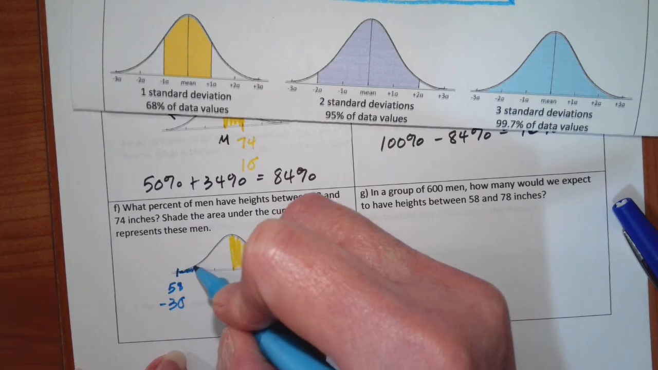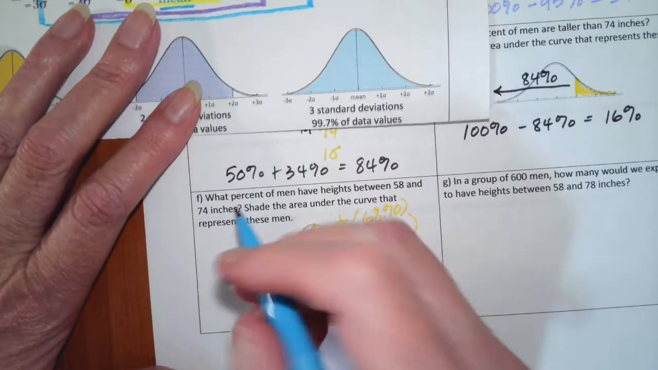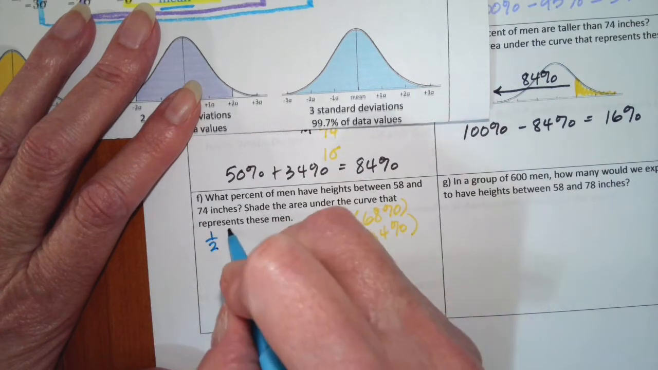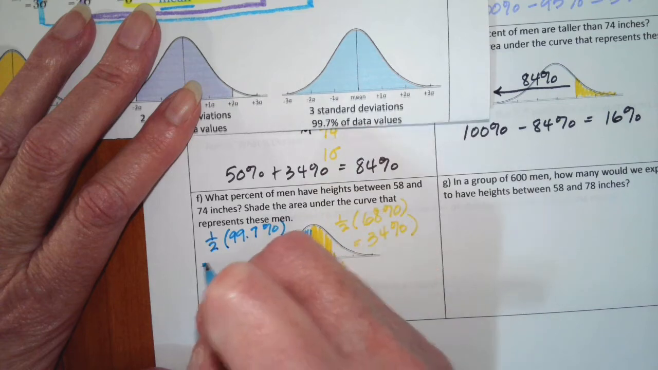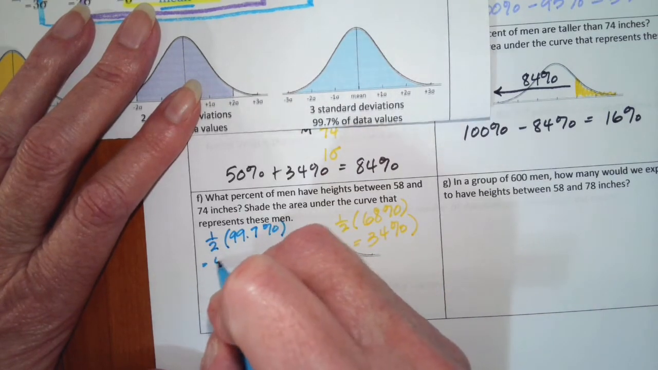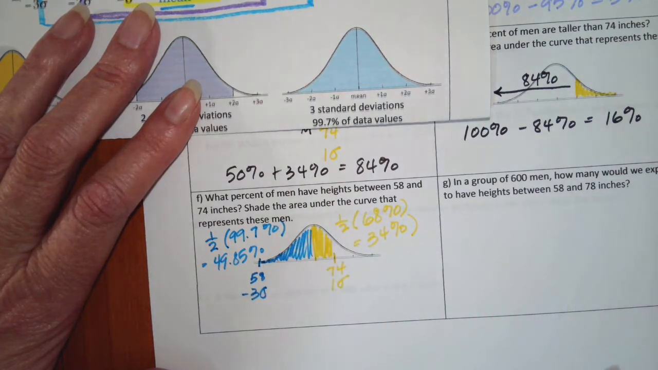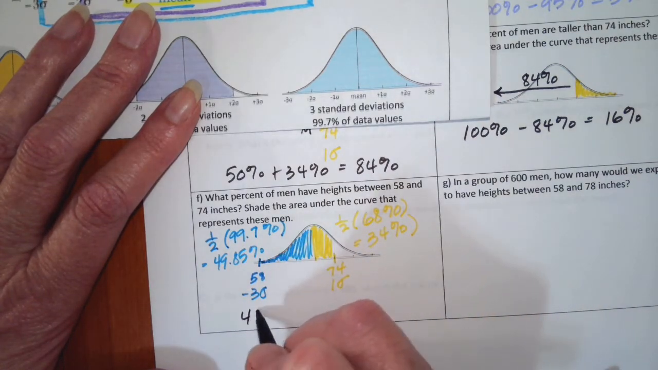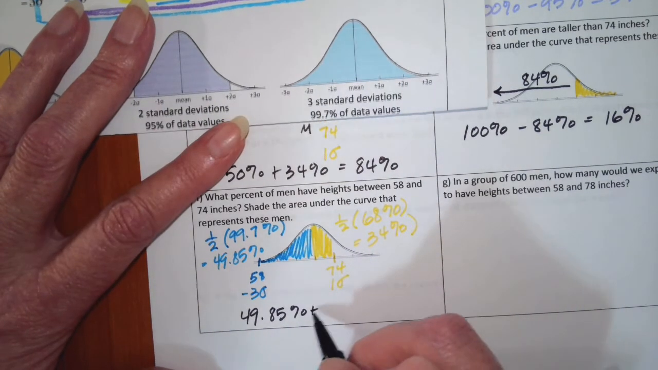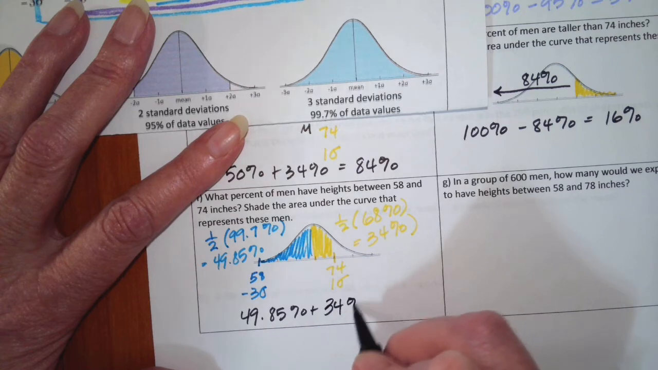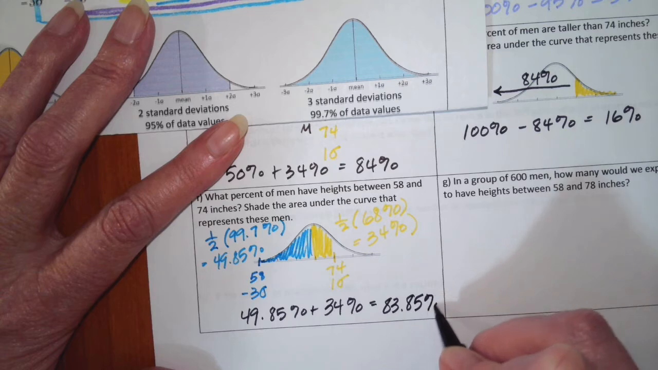And then all of this over here, this is 3 standard deviations. So this is 1/2 of 99.7%, which is 49.85. So my total is going to be 49.85%, excuse me, plus 34%, which is 83.85%.